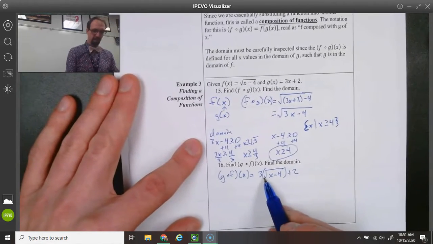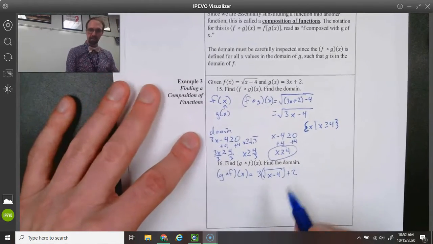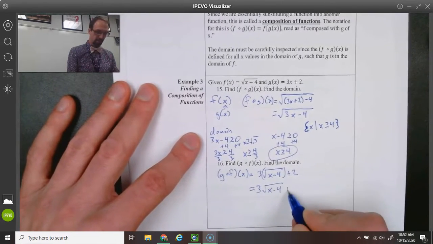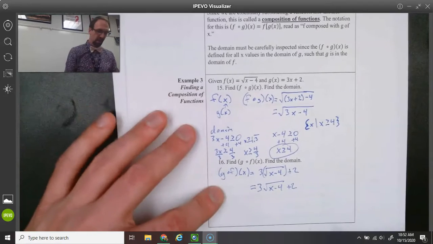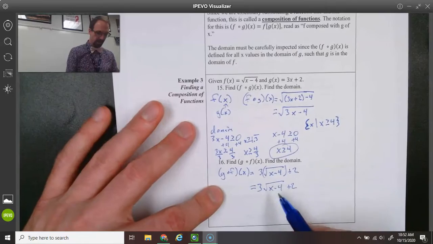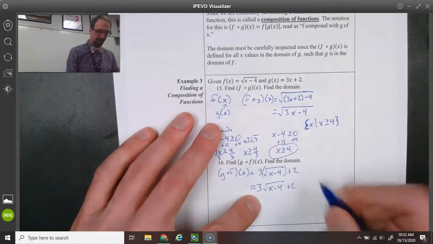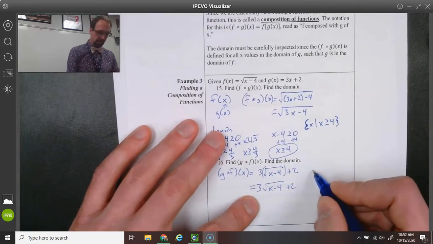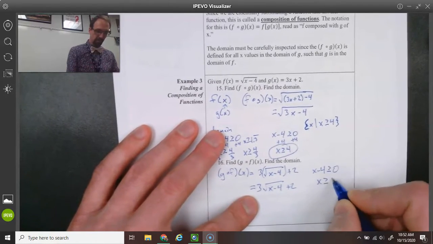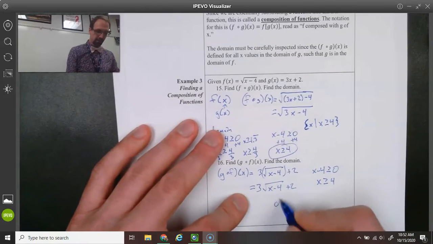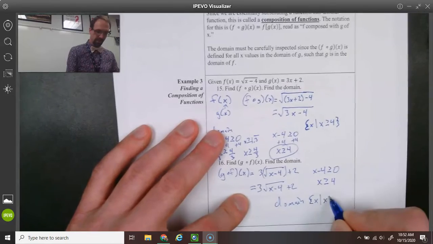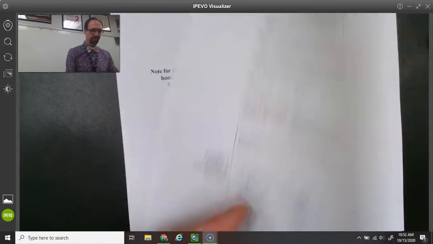The parentheses are also not needed for this because that whole part is under the radical. It's just 3 times the square root of x minus 4 plus 2. And that is simplified. That is done. So now, taking this part underneath the radical, it's the same as this part here. So if I think of my domain, if I set x minus 4 greater than or equal to 0, it's going to be the same as what we had earlier. X is greater than or equal to 4. So my domain is the set of x's such that x is greater than or equal to 4.